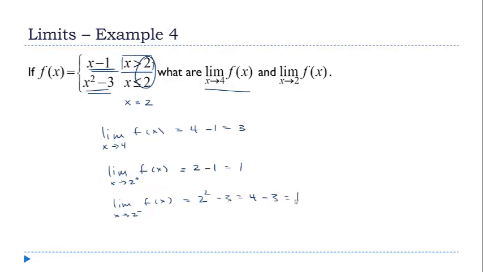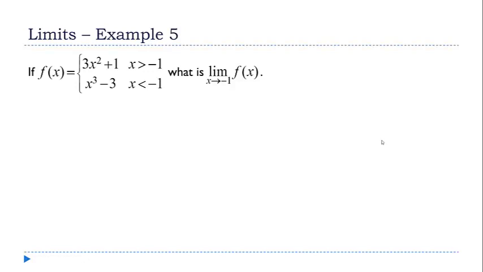The limits match, right? Because the limit as x approaches 2 from the left is the same as the limit as x approaches 2 from the right. We can conclude that the limit as x approaches 2 of f of x is 1.